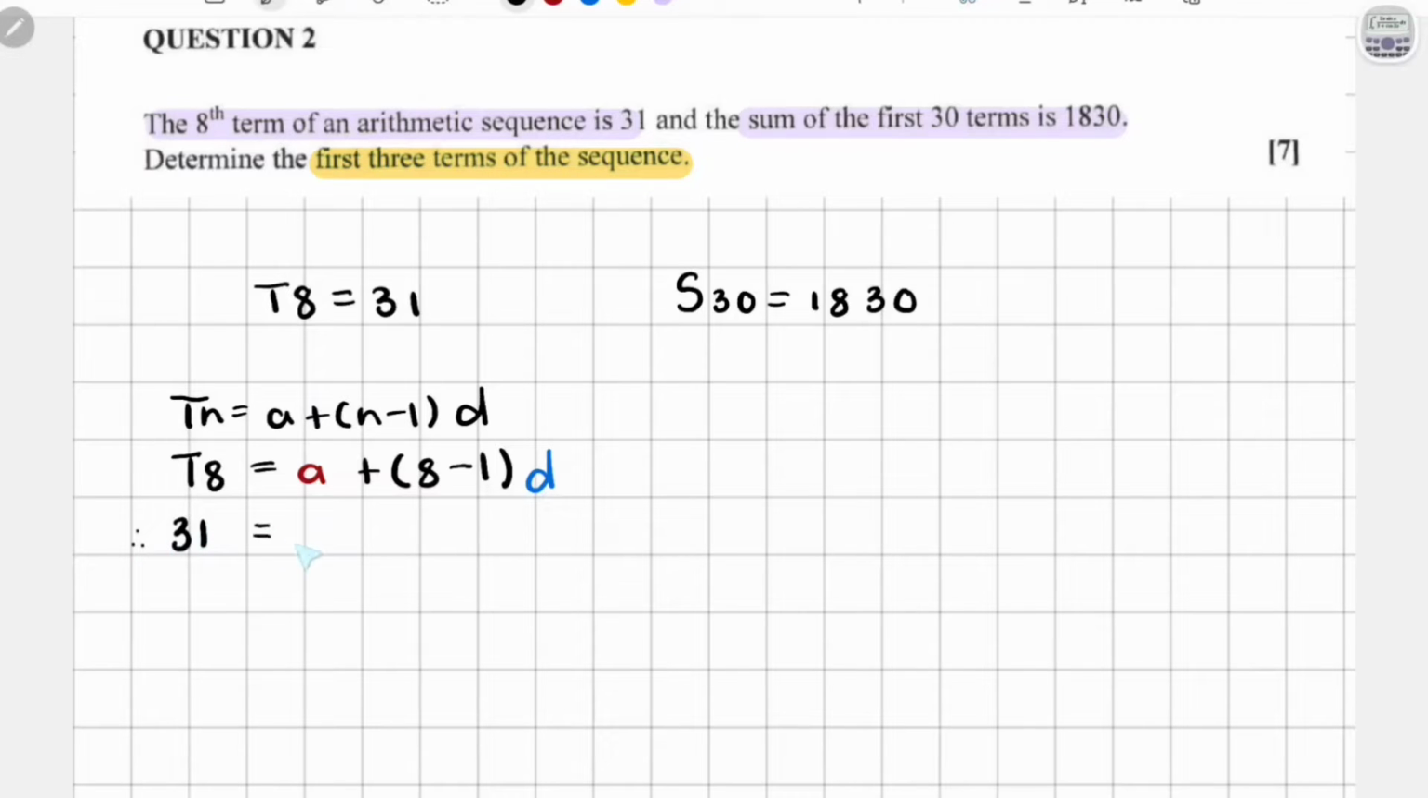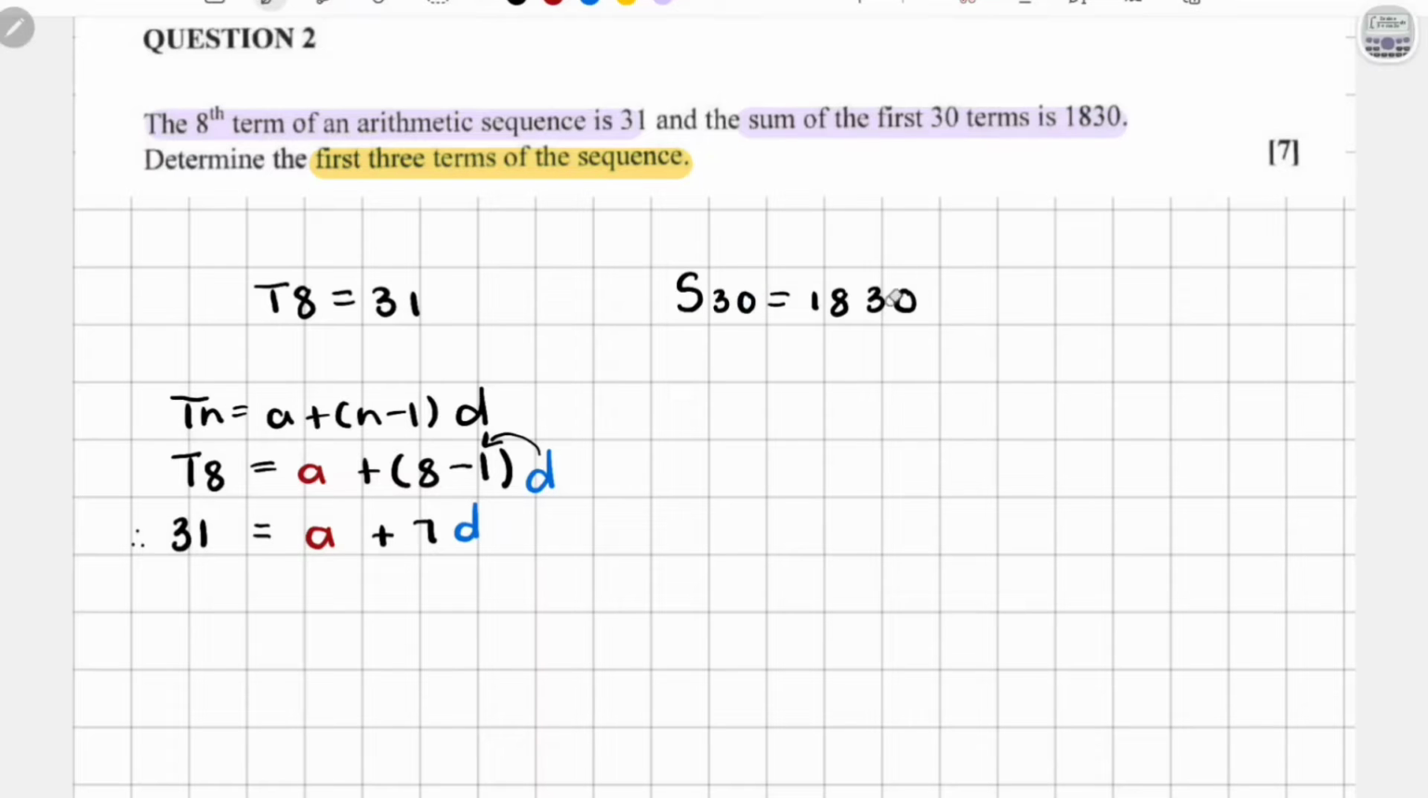Therefore, 31 is equal to, we still have our a, plus 8 minus 1 is 7. And you see that d has been multiplied to that. So 7 times d is positive 7d. This is the equation that we have so far. Okay, so let's hold on to that equation and let's find out what the next equation is going to look like.